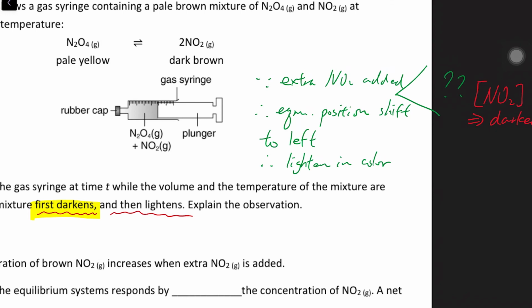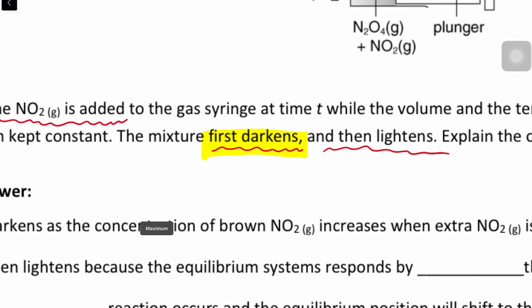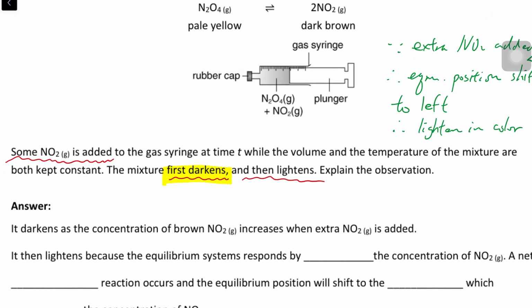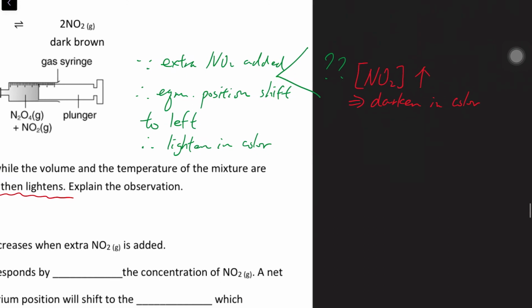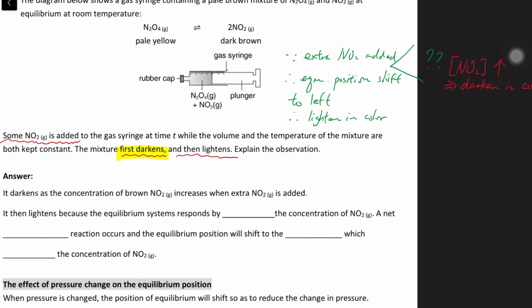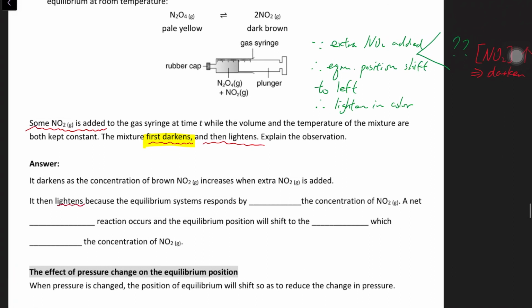So again, what I want to say is don't forget the yellow highlighted sentence, okay? Most students can write down the later one, but not the first one. They cannot interpret why the color is first darkened. Now you understand this, because immediately after you add extra NO2, the concentration will increase, which will darken the color. Then it takes time to lighten. So let's get back to our discussion. It then lightens because the equilibrium system responds by reducing the extra NO2 added. A net backward reaction occurs and your equilibrium shifts to the left, which reduces the concentration of NO2.